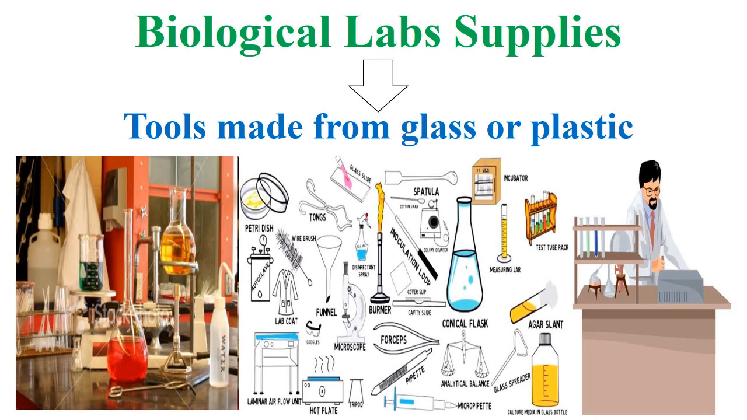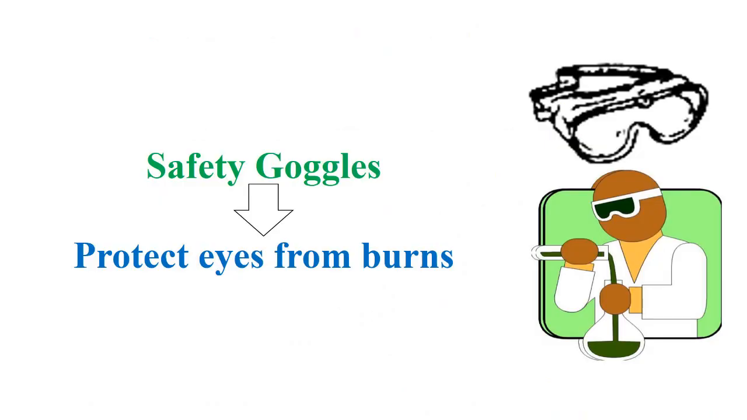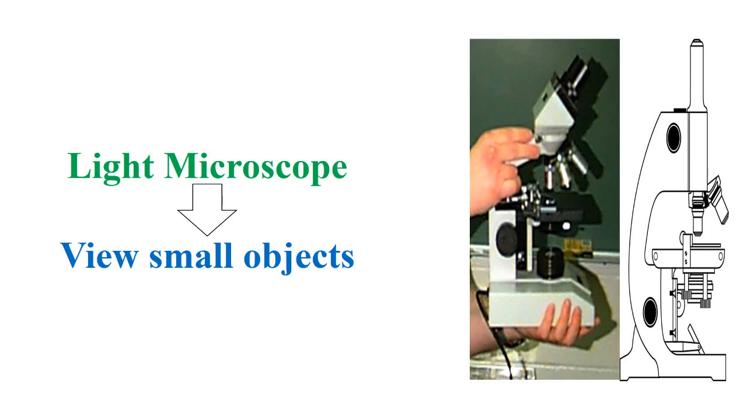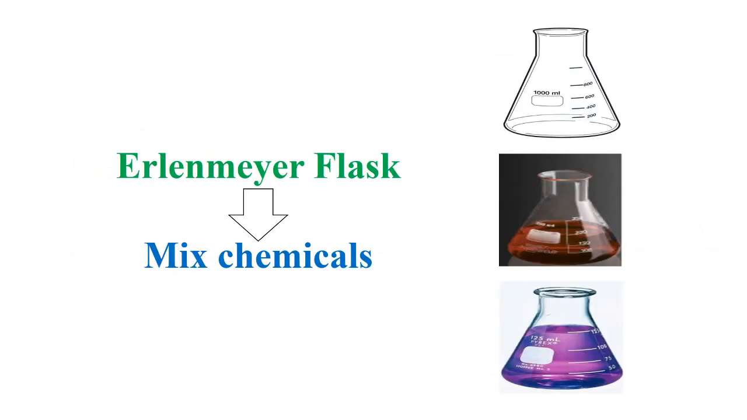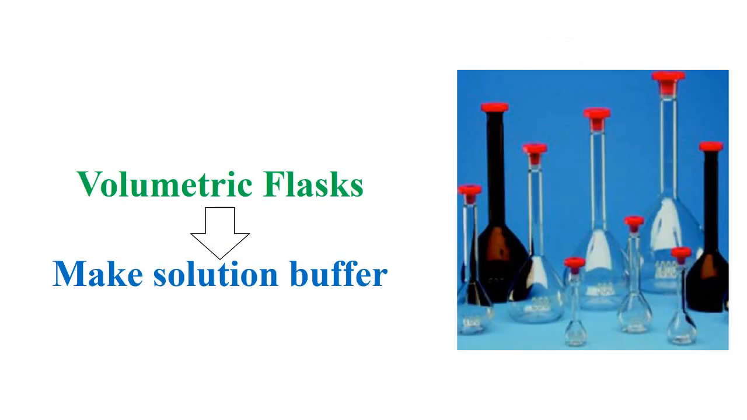Today, we are talking about biological lab supplies, which are tools made from glass or plastic, as mentioned inside the slide. Safety goggles protect eyes from burns. Light microscope, used to view small objects. Thermometer, used to measure kinetic energy of molecules in an object. Erlenmeyer flask, used to mix chemicals. Volumetric flask, used to make solution buffer.